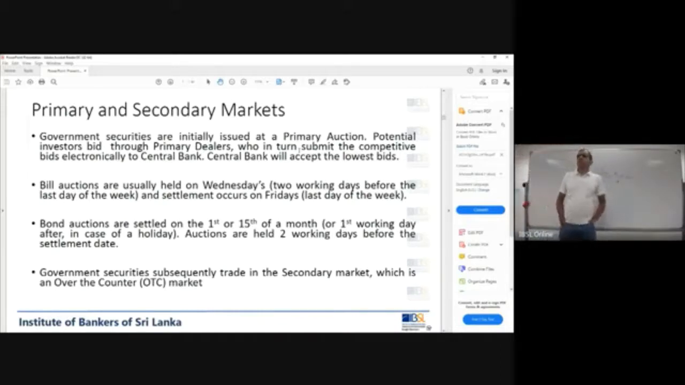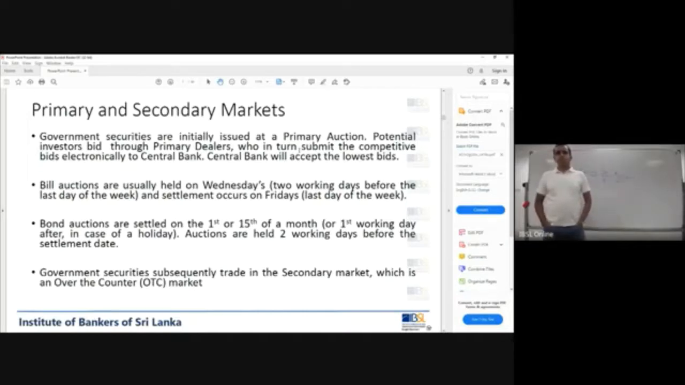In fact, the best example I can quote is it's like getting married. When you get married for the first time, then you're trading in the primary market. When you get married for the second and third time, then it's like secondary market. Right? So same thing applies for government bonds. When they are issued for the first time, they are issued in the primary market. Subsequent trading happens in the secondary market.